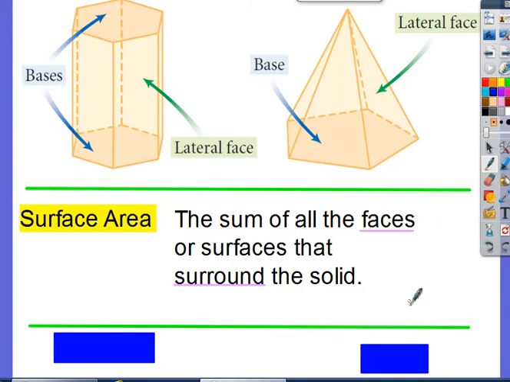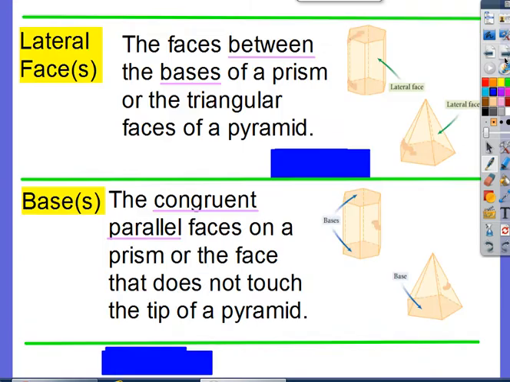So go ahead and write this definition. Surface area: the sum of all the faces or surfaces that surround the solid. Okay? The sum of all the faces. So you're looking up here and you see bases and lateral faces. Those are our two big terms. Bases and lateral faces are our two big terms. So pause, finish writing surface area. I'm going to move on.